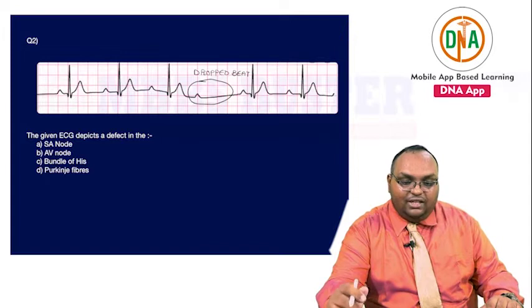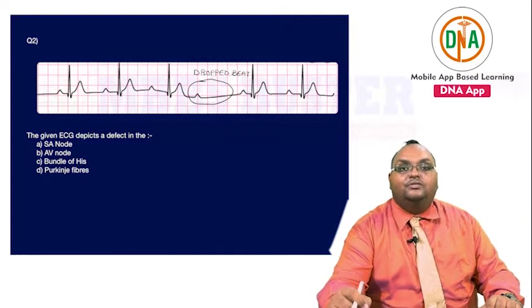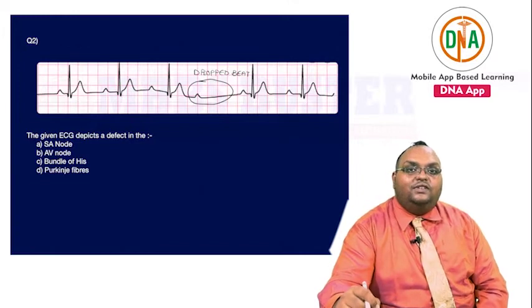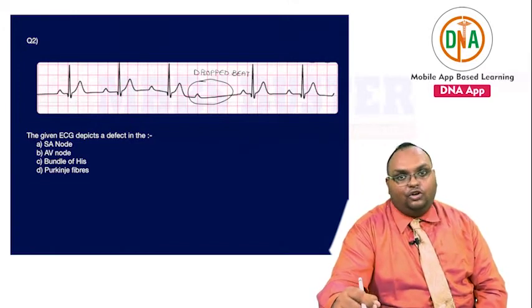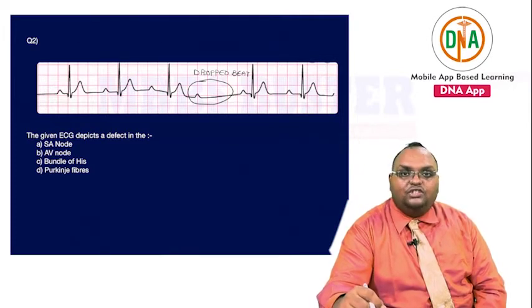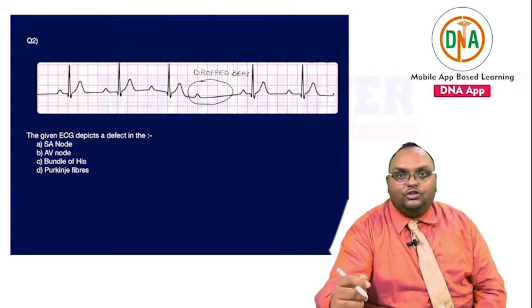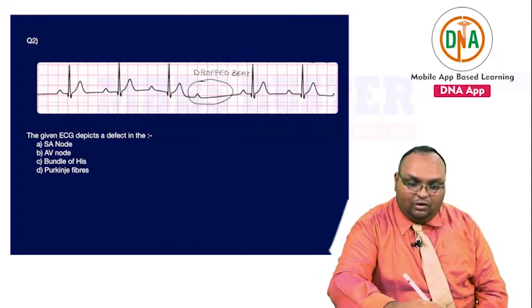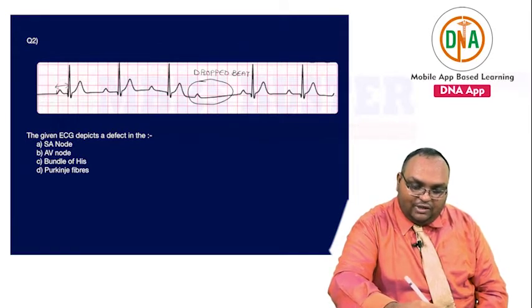The question reads, the given ECG depicts a defect in the SA node, AV node, bundle of His, or Purkinje fibers. See, when we first start studying bradyarrhythmias, the first thing we start studying is heart blocks. And you know that only particular types of heart blocks are associated with dropped beats. But before I start hammering the nail on this topic, what I would like to bring to your notice is the PR interval. You know that the interval from the beginning of the P wave to the beginning of the QRS complex is the PR interval.